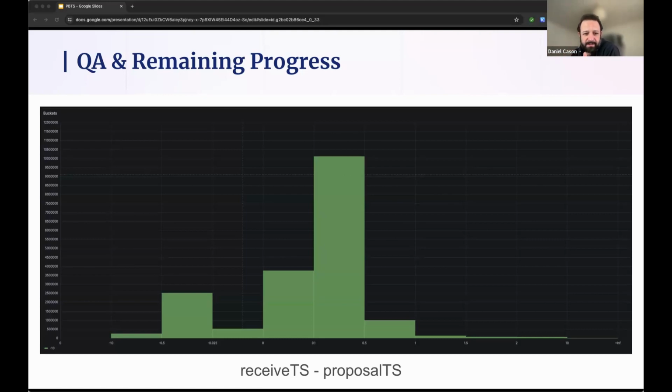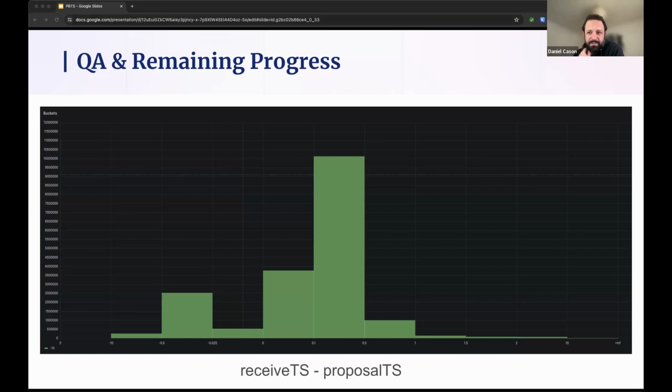Anyway, the values below 0 are proposals with timestamps in the future. We don't expect to see that because, of course, if the clocks are perfectly synchronized, the reception time is bigger than the sending time. This is real time, how it works.